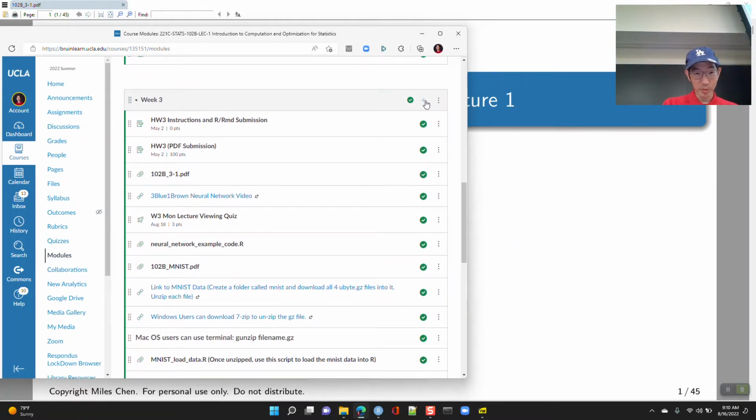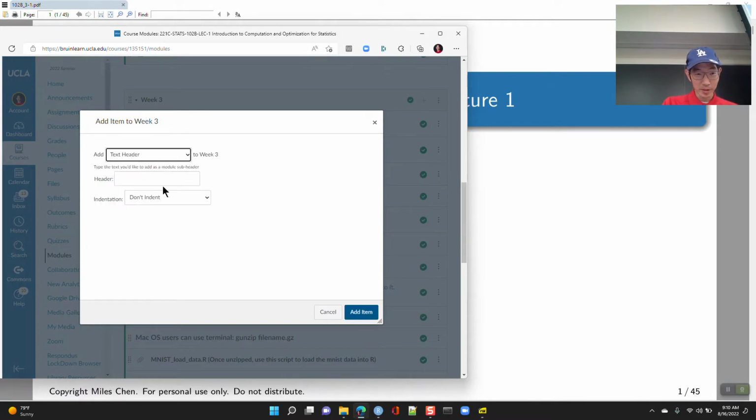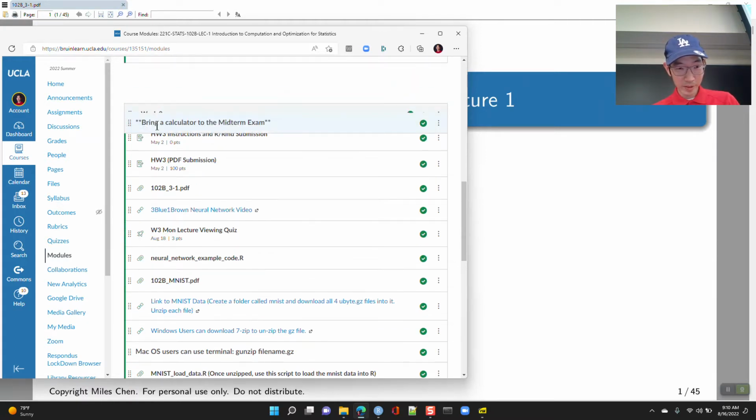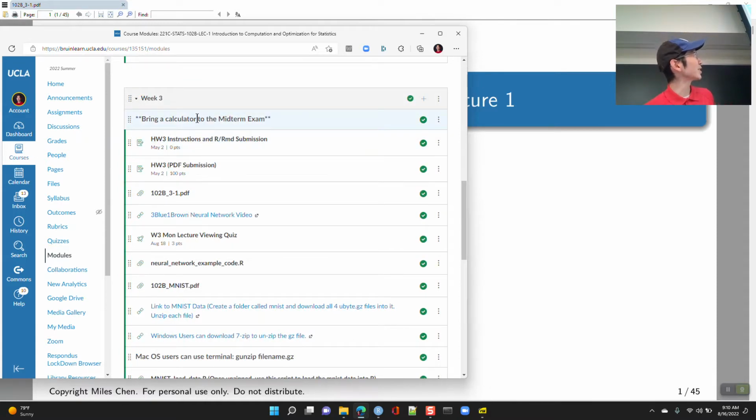Maybe I'll write it. I don't know how to make something. Make sure to bring a calculator to the midterm exam. Is that visible? I don't know. Will people see this? How do I make sure people will bring a calculator to the midterm exam?